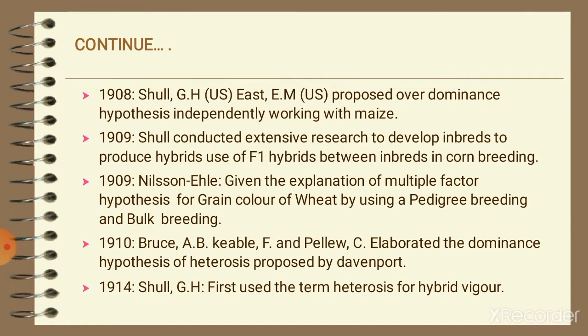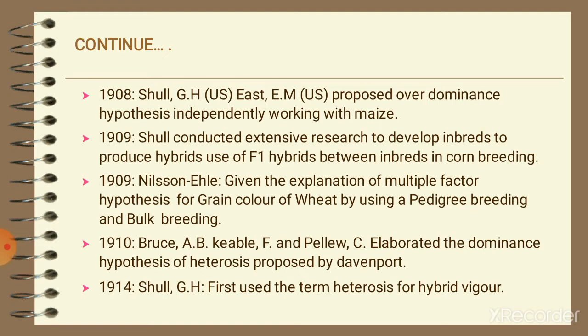Use of F1 hybrids between inbreds in corn breeding. In 1909, Nilsson-Ehle gave the explanation of the multiple factor hypothesis for grain color of wheat, and used pedigree breeding and bulk breeding. In 1910, Bruce A.B., Keeble F. and Pellew C. elaborated the dominance hypothesis of heterosis proposed by Davenport.